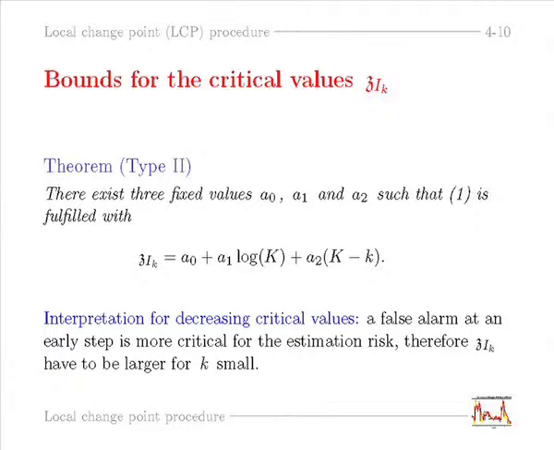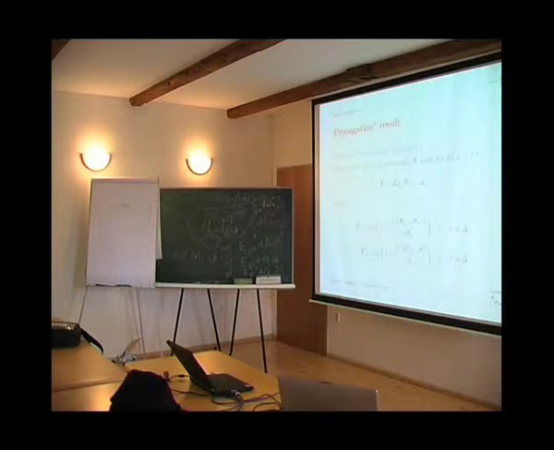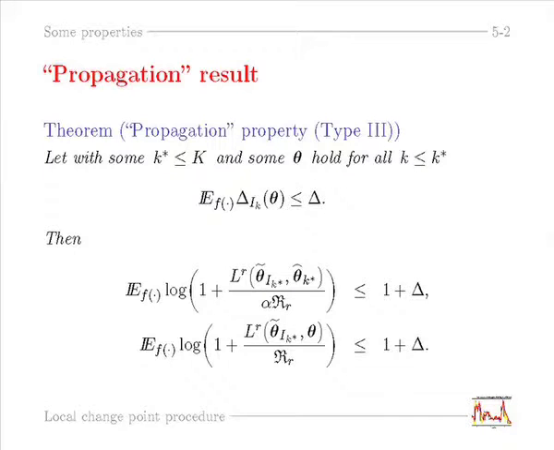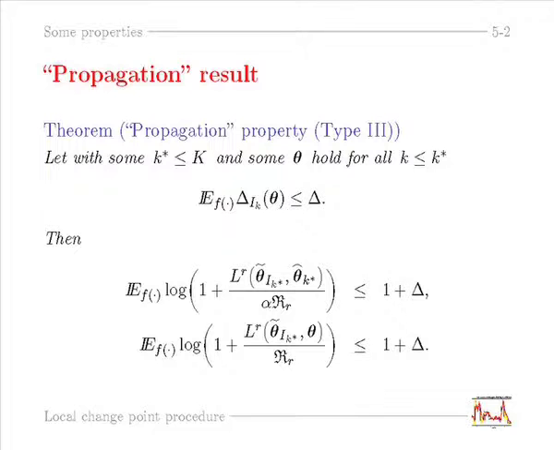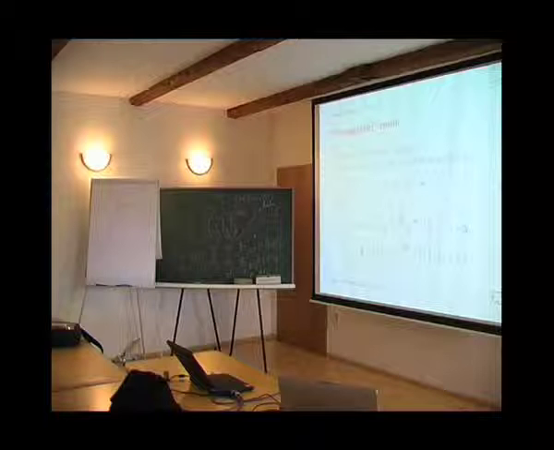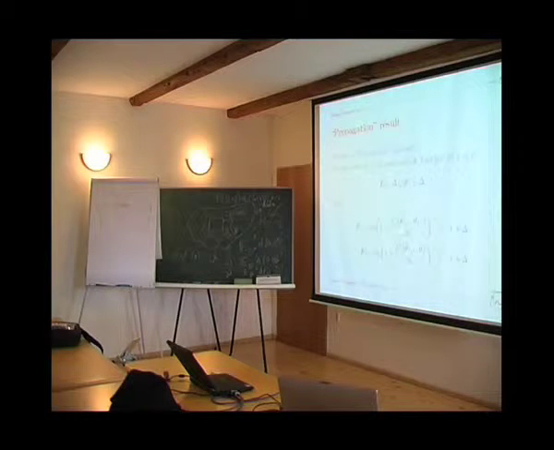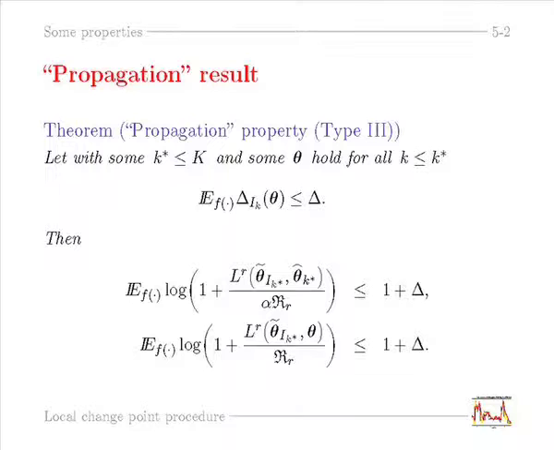Good. Now we know. So this is the same kind of theory which you can derive for this local change point procedure. So you have oracle choice. You have the propagation property, which is automatic in the sense that this ratio is bounded by definition, by construction in the parametric situation, and can be extended to the non-parametric situation under SMB with this parameter capital delta.